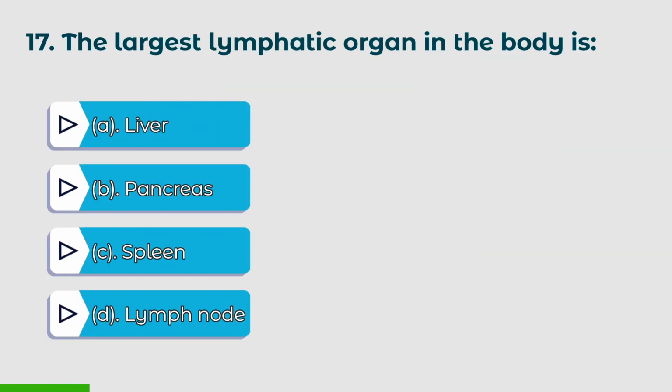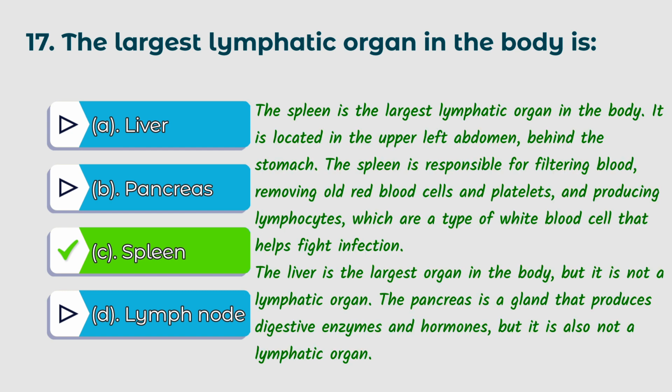17th question. The largest lymphatic organ in the body is: options A. Liver, B. Pancreas, C. Spleen, D. Lymph node. The right answer is C. Spleen. The spleen is the largest lymphatic organ in the body. It is located in the upper left abdomen behind the stomach.